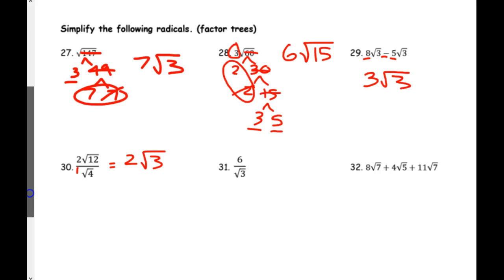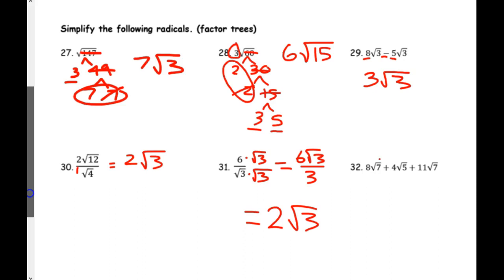If you only have a square root on the bottom, remember you multiply by the same square root on the bottom and the top. 6 times square root of 3 is 6 square root of 3. On the bottom, square root of 3 times square root of 3 is just 3. And that equals 6 divided by 3 is 2. Don't forget to reduce those coefficients, okay? Everyone gets messed up on this.